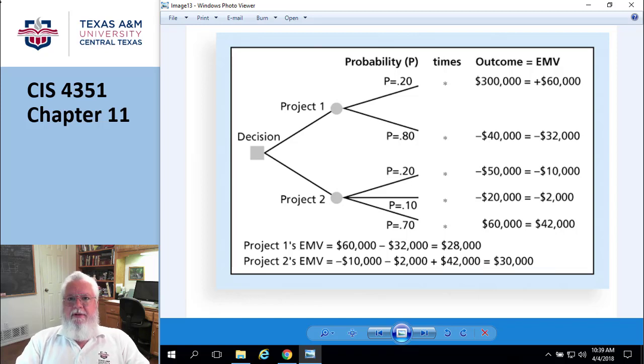Okay, welcome back. We're on page 448 talking about this decision tree and how you can use expected monetary value, EMV. Unfortunately it's almost like earned value management, EVM, so I probably will say it wrong. You'll just have to translate.